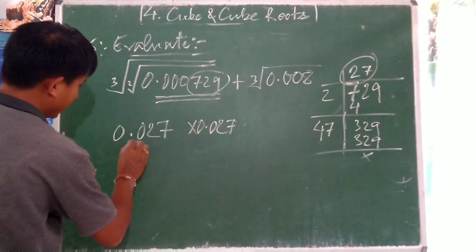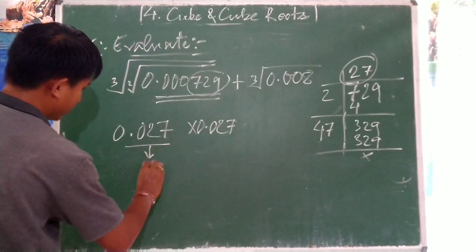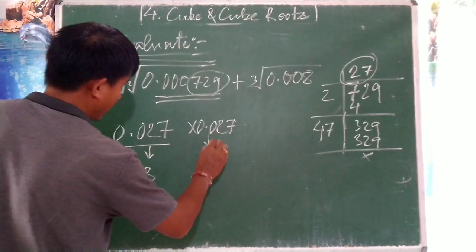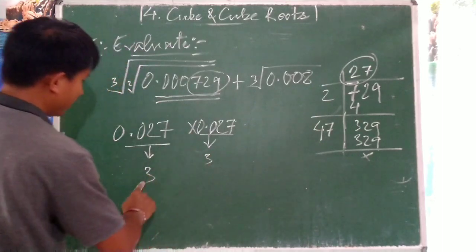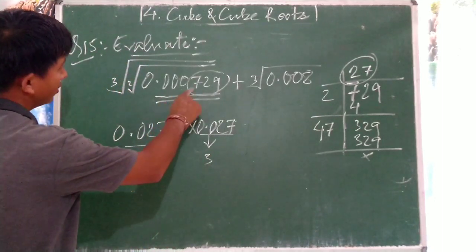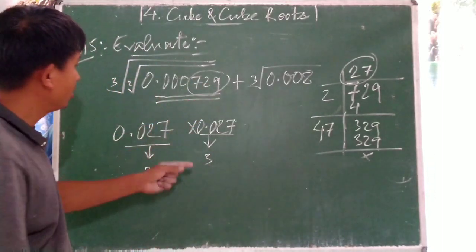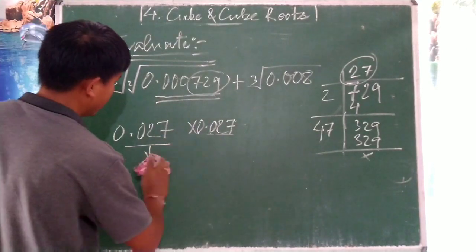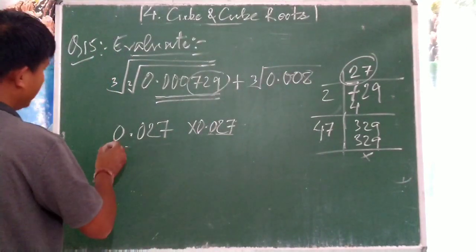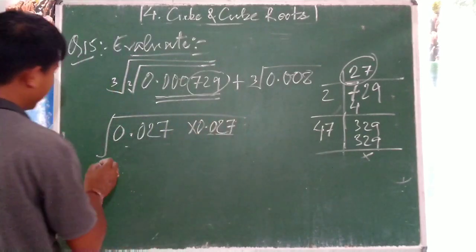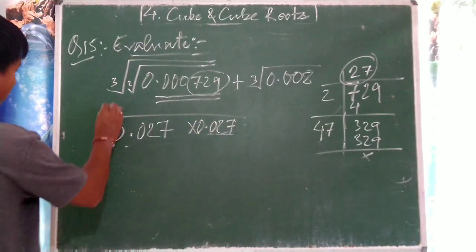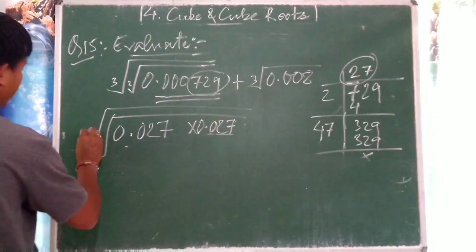0.027. So see here, up to how many decimal places? 3. And here also up to how many decimal places? 3. So 3 plus 3, 6. 1 2 3, 4 5 6. Okay, 6 decimal places. So this is the exact, so this root over that cube root.